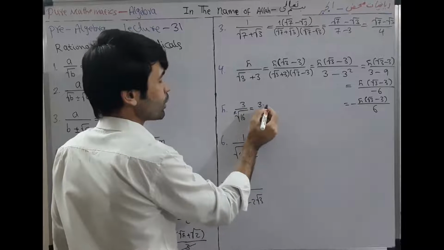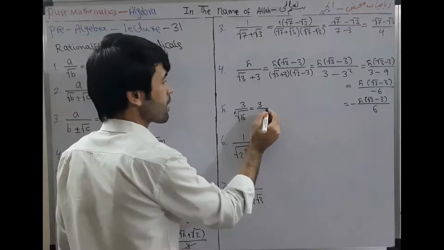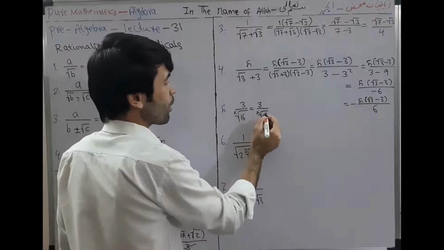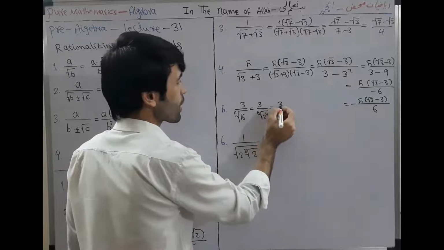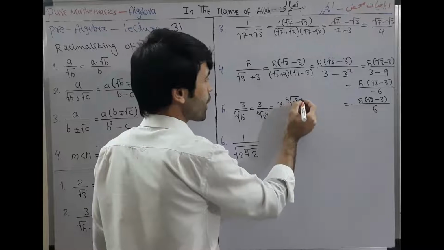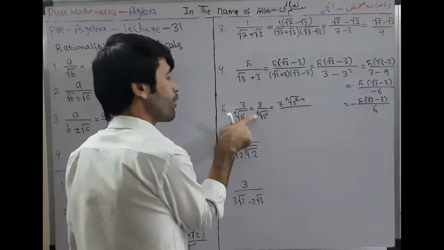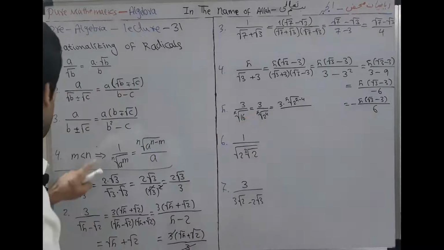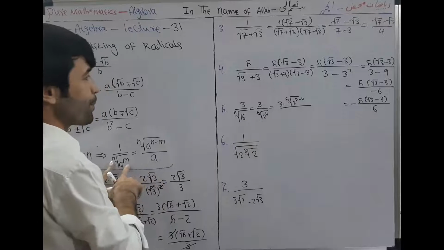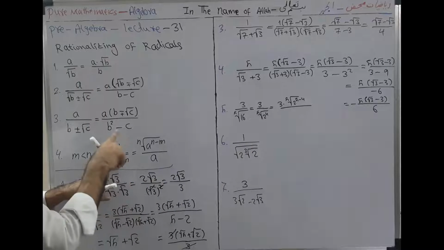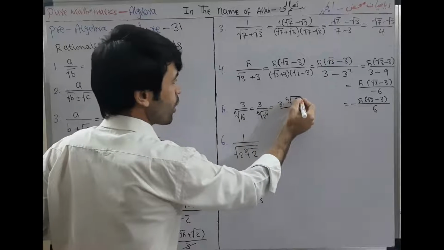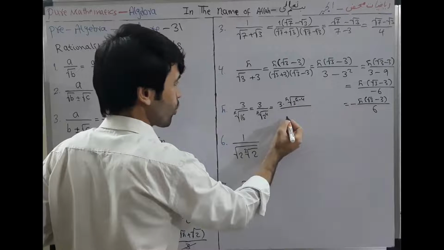Now we want to solve this question. 3 over the fifth root of 3 to the power 4. It is equal to 3 into the fifth root of 3 to the power 5 minus 4. Here 5 is n according to this rule and 4 is m. Then we multiply both numerator and denominator by the fifth root of 3 to the power 5 minus 4.